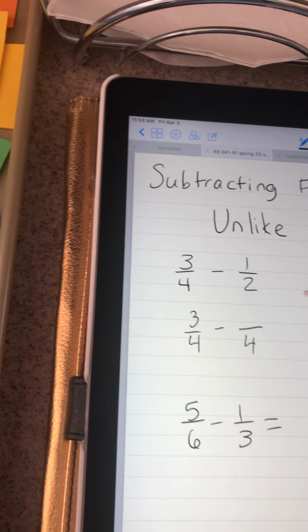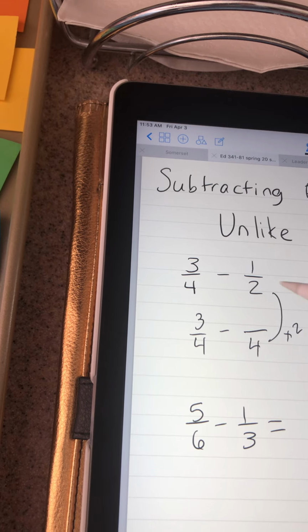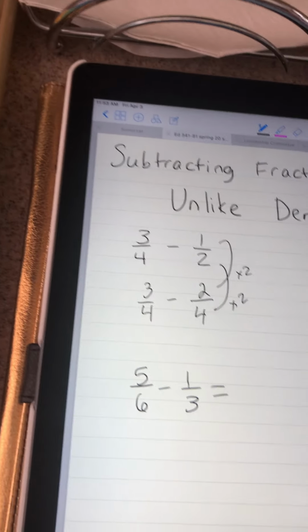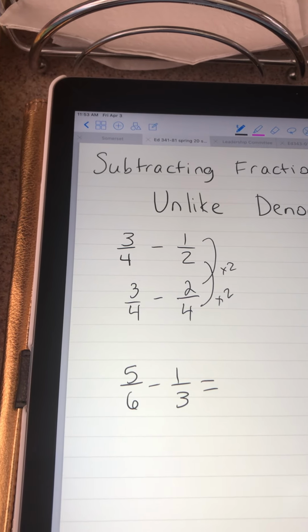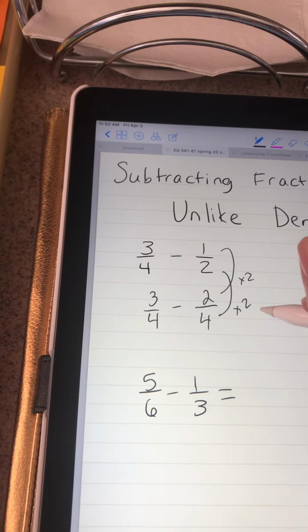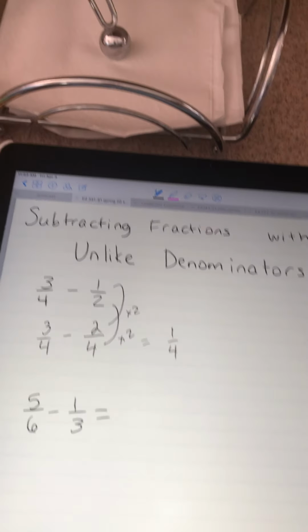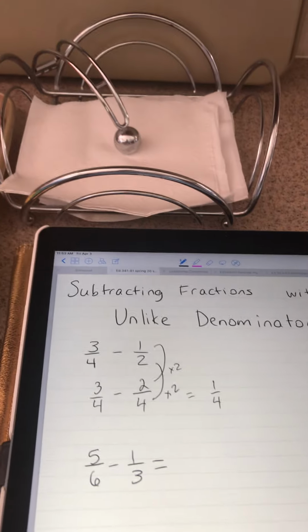So this becomes 2 times 2 is 4, so 1 times 2 is 2. This problem now becomes 3/4, take away 2/4, which is 1/4. So let's model this with our fraction strips.